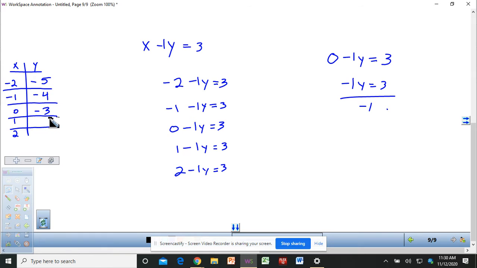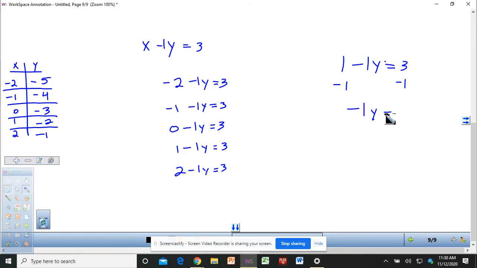After we do our pattern, you can pretty much guess what these ones are going to be, because if you're doing it right, it should make a straight line. Okay? And I'm just going to check these now to make sure I'm doing this right. It's -1y equals 3 minus 1. So -1y equals 2. So I should have gotten -2, which I did. So then this pattern is working out. And then you're going to graph these points right here.